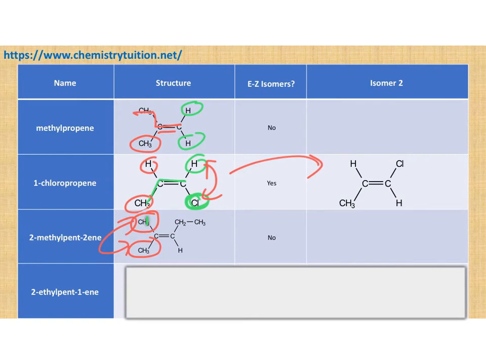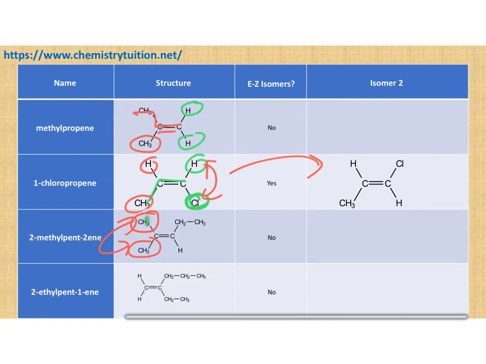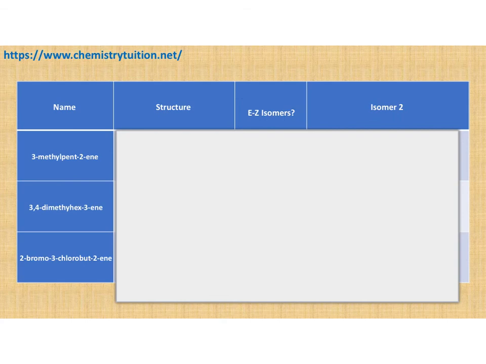And the final one, 2-ethyl pentene. Just to go through the name of this one, here is your pentene going along here. So that carbon chain there, and your double bond starts on your first carbon there, and on your second carbon here you've got your ethyl group. So can that have EZ isomerism? No, it can't, and the reason why is because on that carbon you've got H's, so it doesn't matter about swapping those around. Right, so final set of questions.